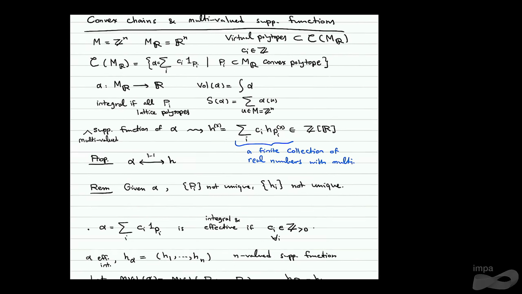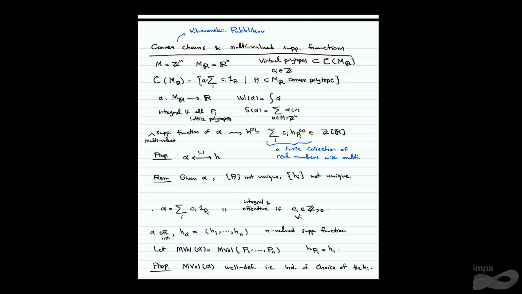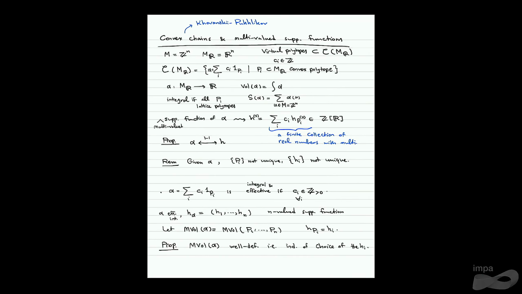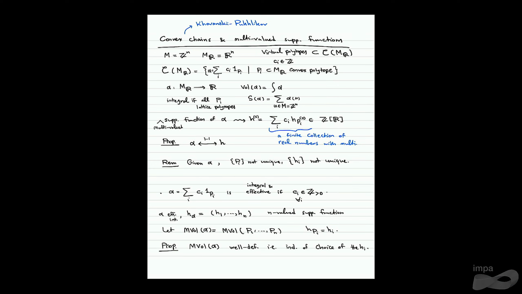And there are some non-trivial statements here: such a convex chain can be broken up into linear combinations of polytopes in different ways. But this multi-valued function is independent of the way you break the convex chain or represent it as a sum of characteristic functions of polytopes. And you can define a mixed volume for a multi-valued support function by using the mixed volume of polytopes. I skipped that, and then it is well defined.